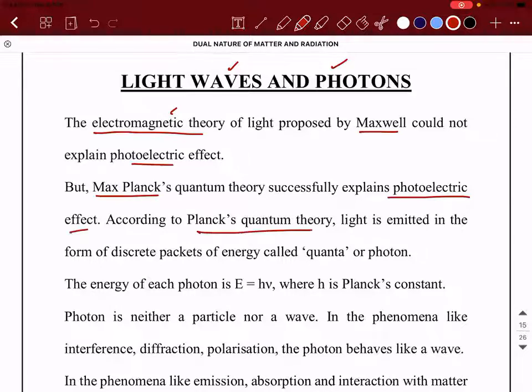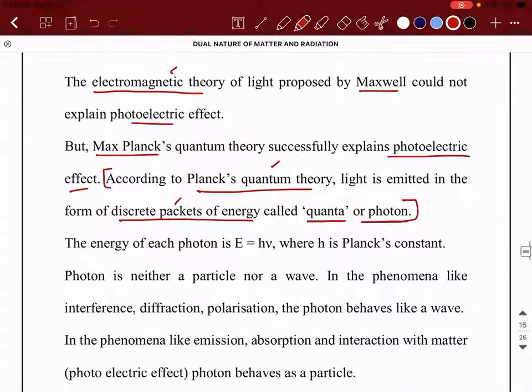According to Planck's quantum theory, light is emitted in the form of discrete packets of energy, which are called quanta or photons. Quanta is the plural of quantum. So what did he say? Light is emitted in the form of discrete packets of energy called quanta or photons, and the energy of each photon is equal to h nu, where h is called the Planck's constant.